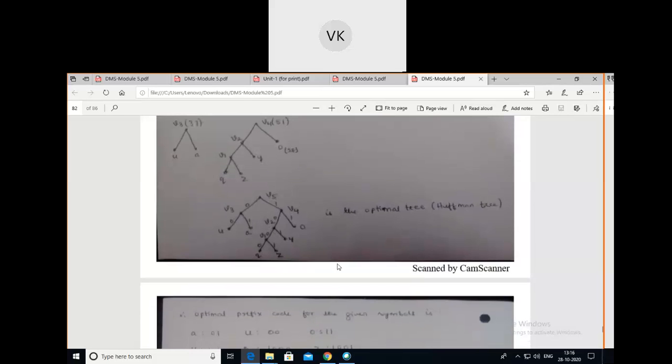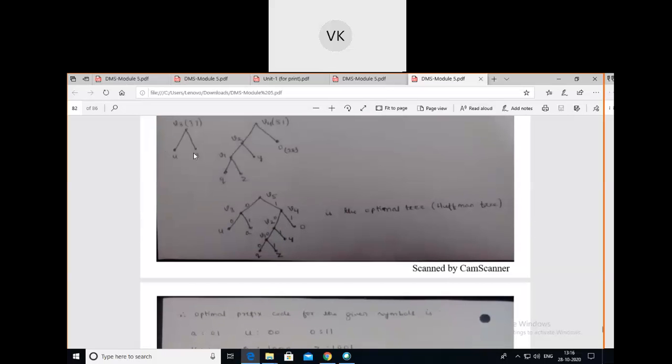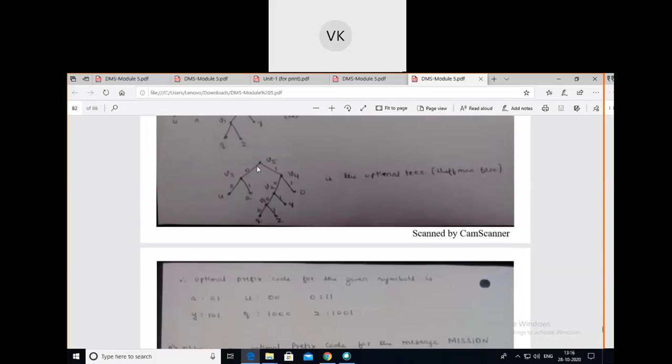After that we have to do what we did in the previous example, putting 0 over the left node, putting 1 over the right node, 0 1 0 1 0 1 0 1. And here you see U A, I have labeled, no, all the leaves are having the respective symbols here. And what is the question? Write the prefix code of all these symbols.